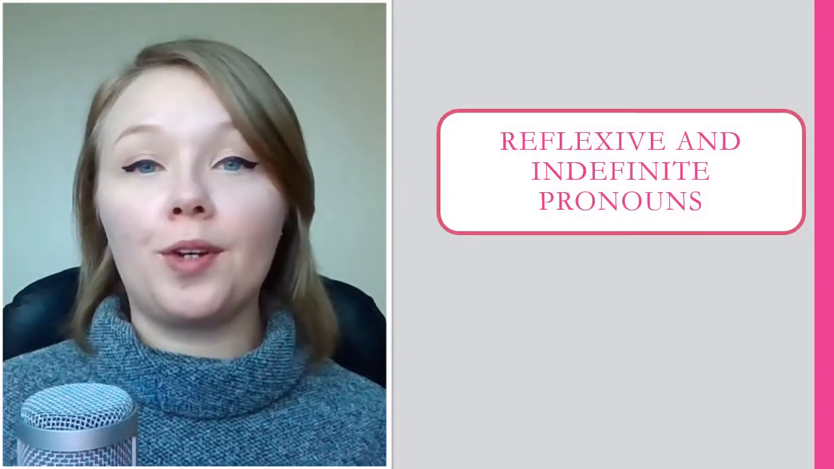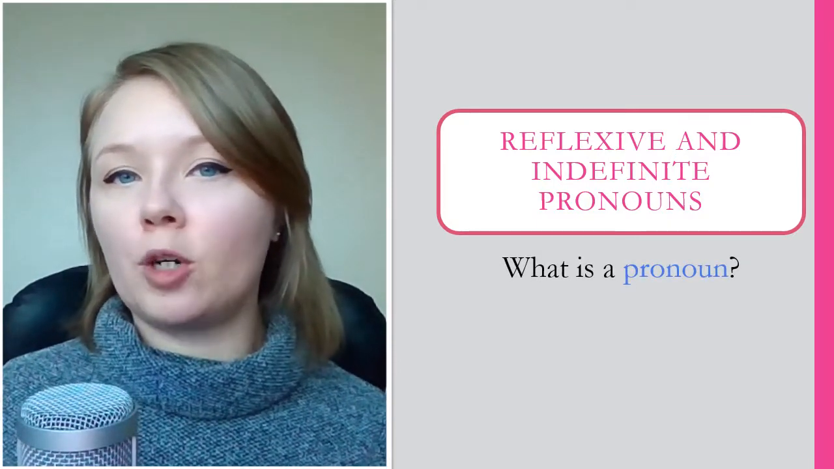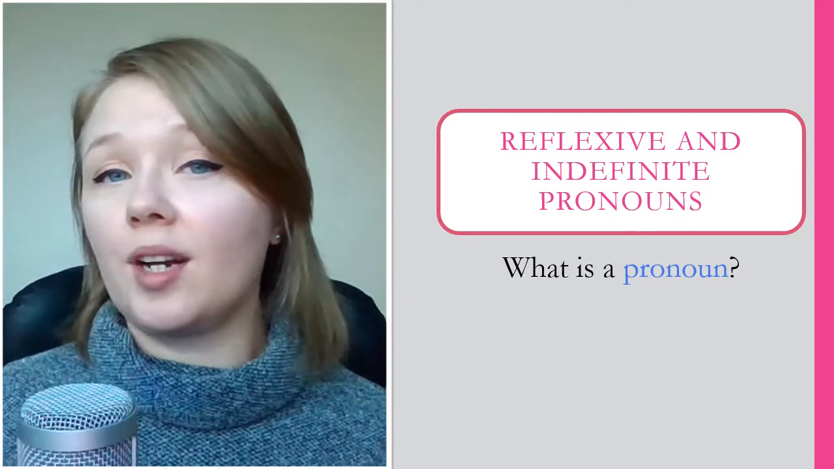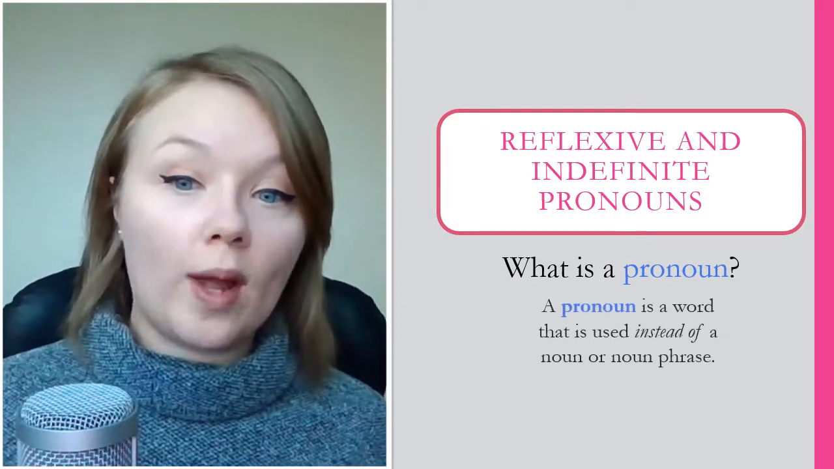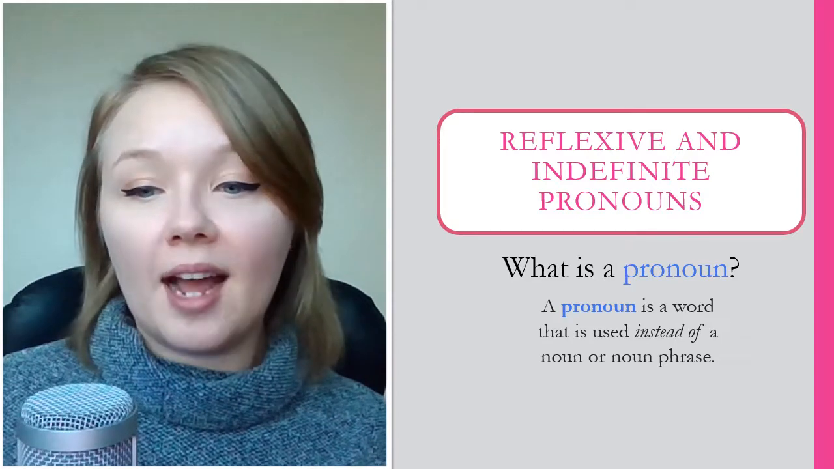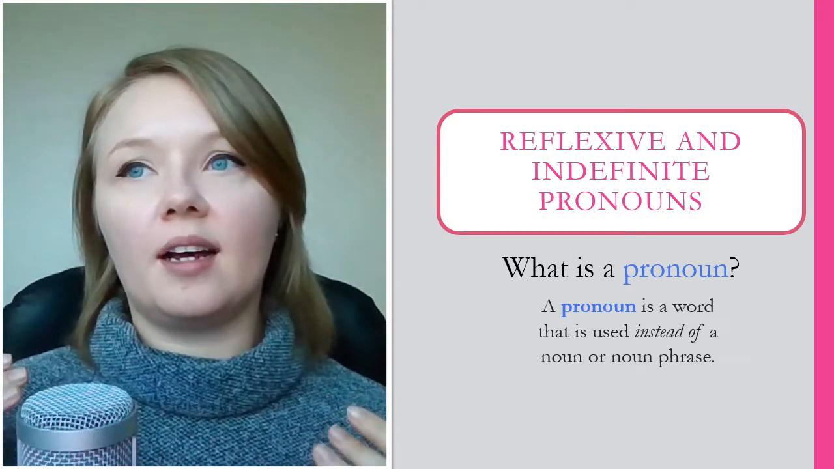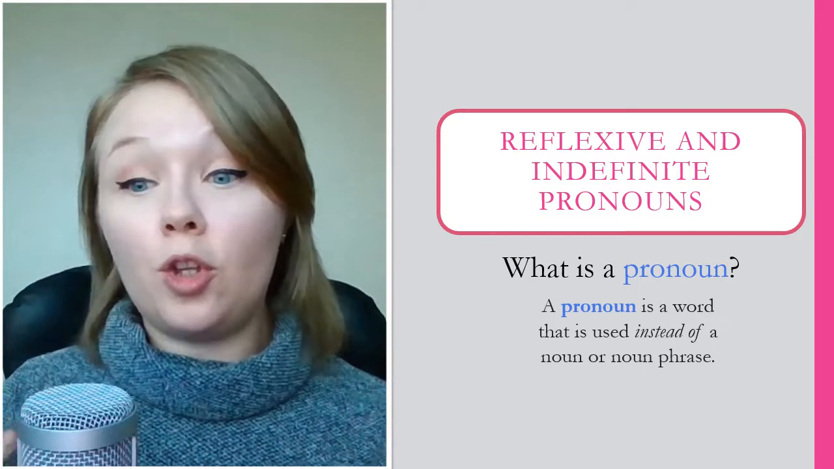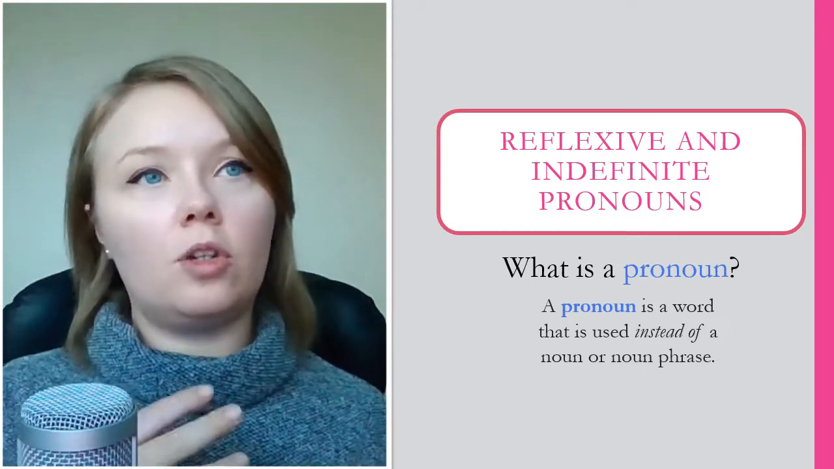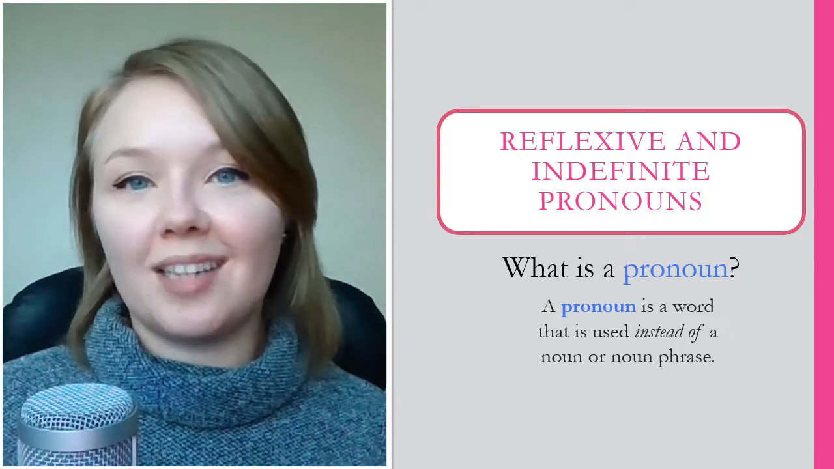Now let's learn about reflexive and indefinite pronouns. Before we talk about these two different kinds of pronouns, let's answer this question. What is a pronoun? Well, there are many different kinds of pronouns in English, but a simple way to define and think about a pronoun is that it's a word used instead of a noun or noun phrase. For example, if you were talking to me, you probably wouldn't say Sarah, Sarah, Sarah, Sarah, Sarah. You might use the pronoun you, for example. Or if you're talking about another person, you might not say their name again and again, but use things like he and she. So today we're going to look at reflexive and indefinite pronouns.